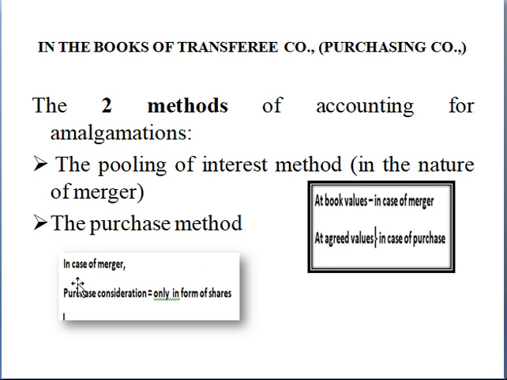And next, in the case of merger, how about the purchase consideration? The purchase consideration will be settled only through shares. There are no debentures, nothing else. So always the purchase consideration will be in the form of shares. These are a few differences between the nature of merger and purchase method.